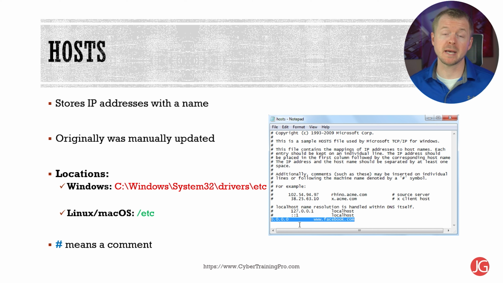Locations of the host file are based on the operating system, but you can open it up with any text reader. You can see the location on the screen, and if you see a line in it that begins with a hashtag or a number symbol, then it's a comment and the system won't use that information, but you can still read it. If you work in cybersecurity, this file is definitely an area of concern, but that discussion's for another time.